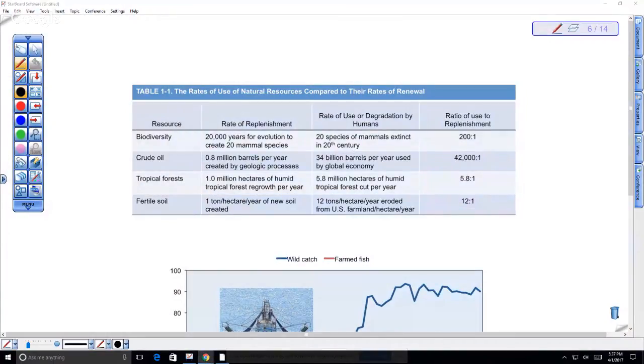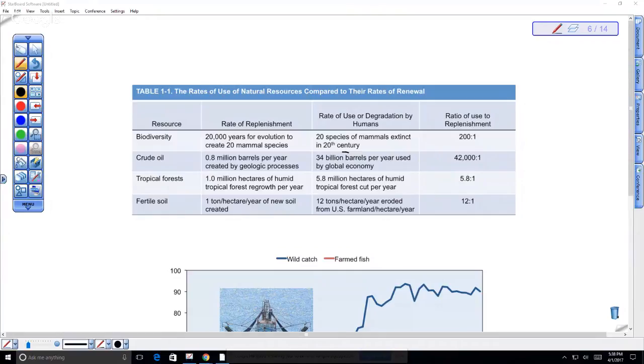Okay. So when we look at resources and how they are being replenished, we could look at some resources, and this is from your textbook. So we could look at biodiversity. It takes about 20,000 years to create 20 mammalian species. But within the 21st century, so within 100 years, we have killed off 20 species. And so that means that we use it 200 times more than the rate of replenishment.